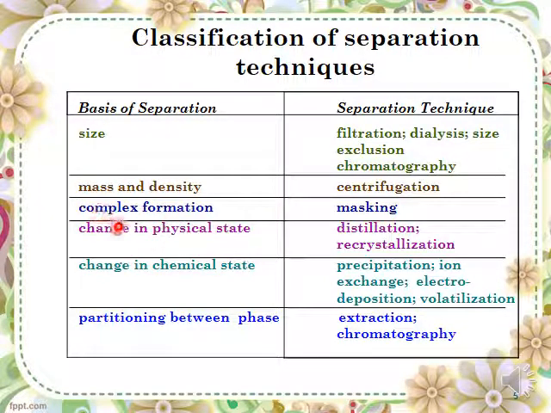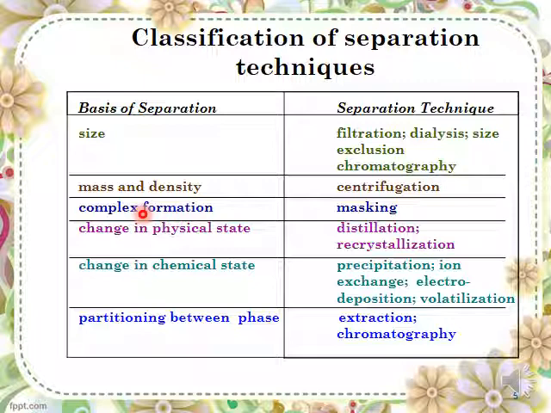The next type of separation is complex formation. The technique used is masking. So remember when you studied learning unit 3 on precipitation, you don't want any interference to precipitate along with your analyte of interest, so you mask the interference. It will form a complex, and you can filter that out first, and then you proceed with the precipitation of your analyte of interest.